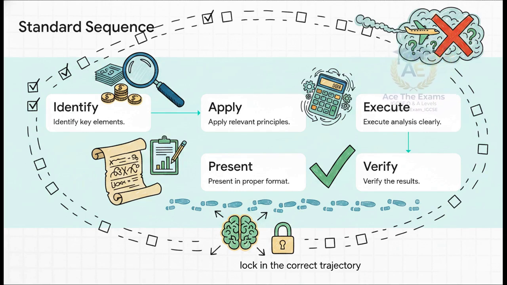Step 4, verify your results. Do a quick sanity check for reasonableness. Does this number even make sense? And finally, Step 5, present your findings in the appropriate format. Using this visual story method, treating it like a mandatory pre-flight checklist, completely prevents the kind of systemic breakdowns we see when pilots just try to guess their way through the data fog.